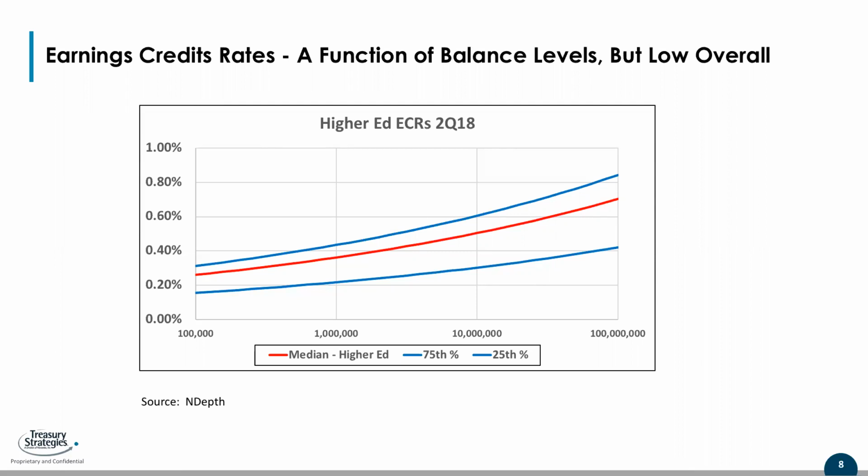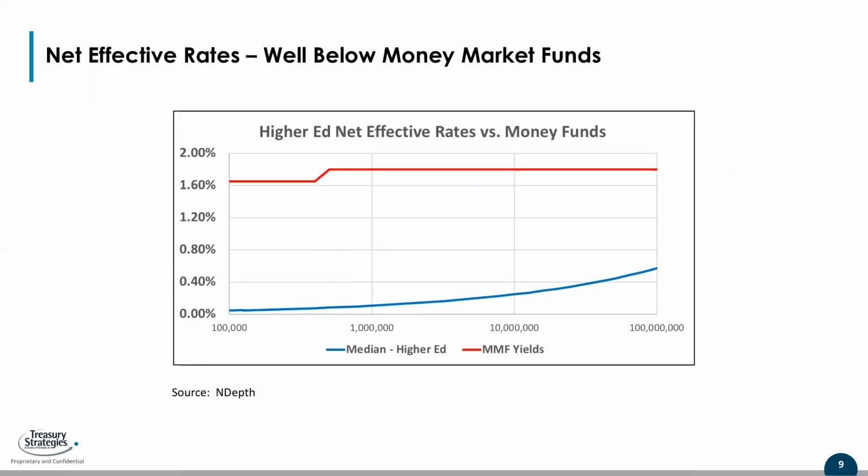However, at 50 basis points, we hope you're not writing home about this or patting yourself on the back, because even though that is a good earnings credit rate, it is well below other rates that are available in the marketplace, and that's something you may need to take a look at. So on the next chart, we're going to talk about that a little bit.